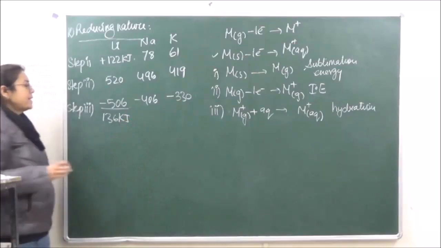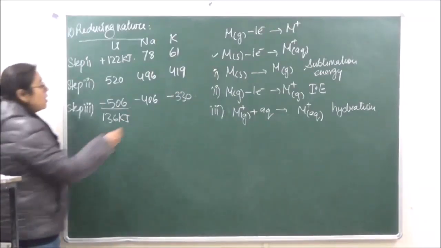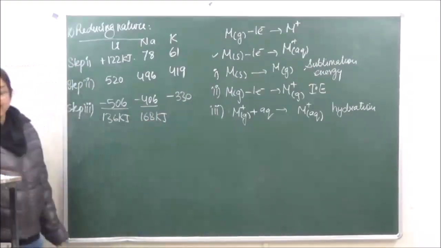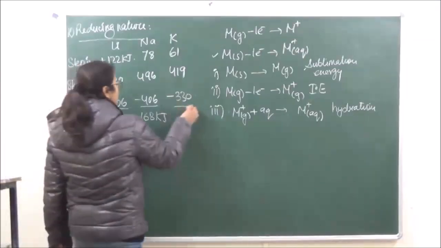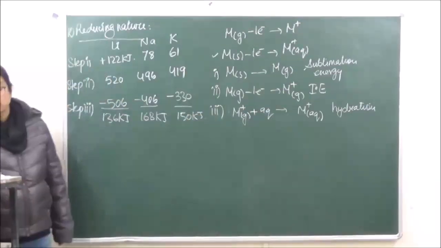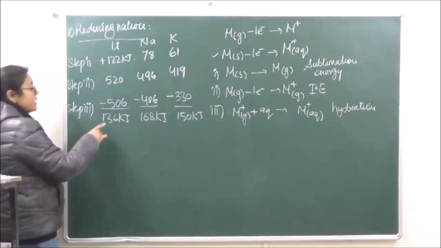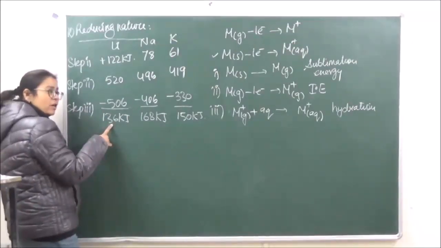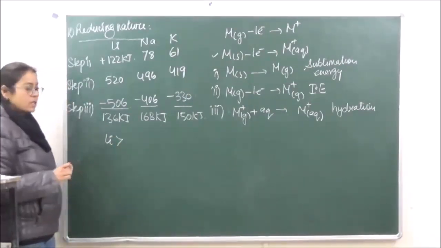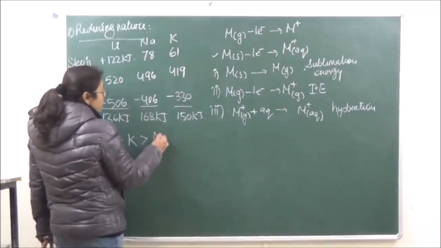Okay, so when we are looking at the net effect over here, in the first case, when you calculate it, it is coming to 136 kilojoules. In case of sodium, it is 168 kilojoules. And in case of potassium, 150 kilojoules. So according to this data, the lowest value is that for lithium. So lithium is going to be the best reducing agent, and after that is going to be potassium, and after that is going to be sodium.